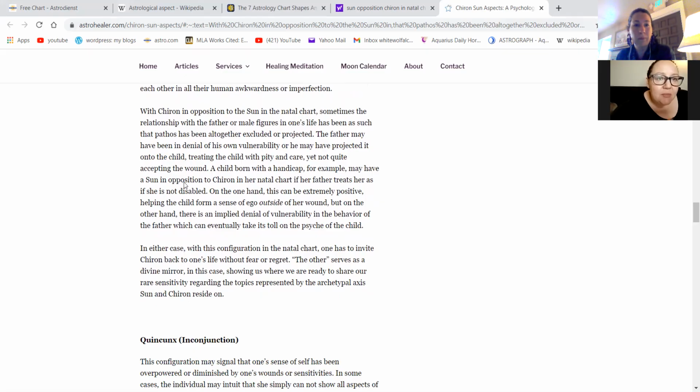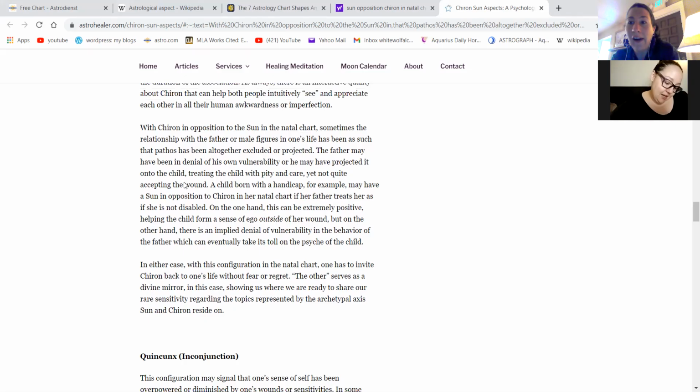On the one hand, this can be extremely positive, helping the child form a sense of ego outside of her wound. But on the other hand, there is an implied denial of vulnerability in the behavior of the father, which can eventually take its toll on the psyche of the child. In either case, with this configuration in the natal chart, one has to invite Chiron back into one's life without fear or regret. The other serves as a divine mirror in this case, showing us where we are ready to share our sensitivity regarding the topic presented by the axis, where sun and Chiron reside. Interesting.